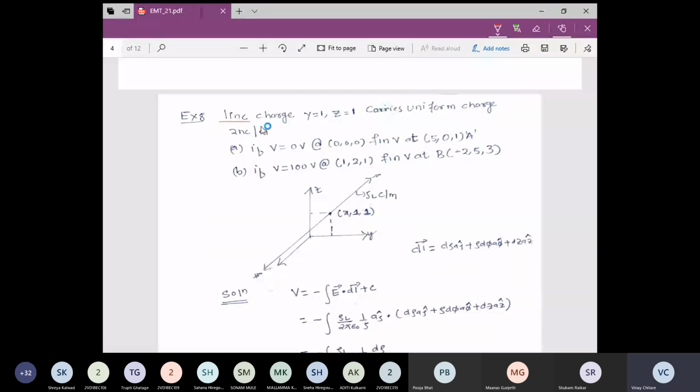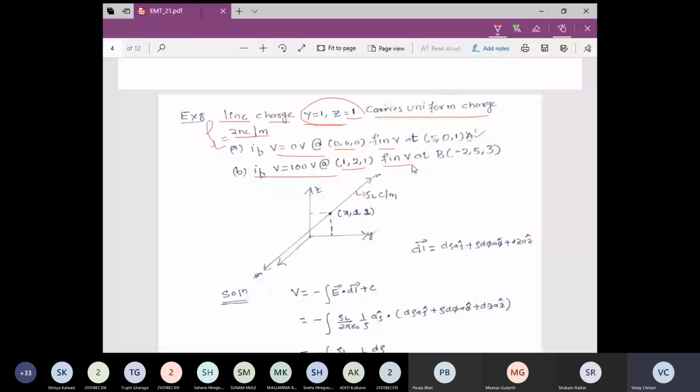So this is example number 8. They have given a line charge which is placed parallel to the z-axis, at y equal to 1, z equal to 1. It carries a uniform charge of 2 nanocoulomb per meter, so this is rho L equal to 2 nanocoulomb per meter. And we have different conditions: if V equal to 0 at the origin, find V at 5, 0, 1, that is, at point A, we need to find the potential due to the line charge. Next, V is equal to 100 at the point defined as 1, 2, 1. Then find the potential at point B.